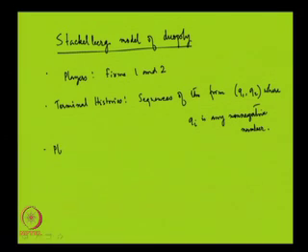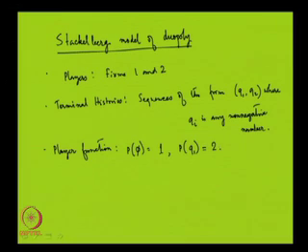Player function: after the null history it is firm 1 which is going to move, we shall denote it by 1. After firm 1 has decided the output level, firm 2 moves. So this is P of Q1 is equal to 2.